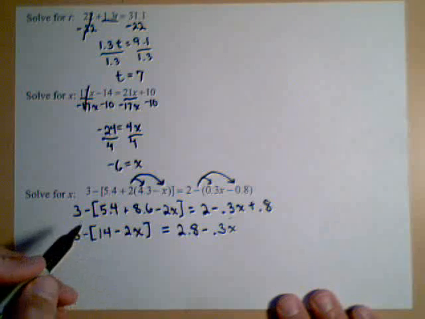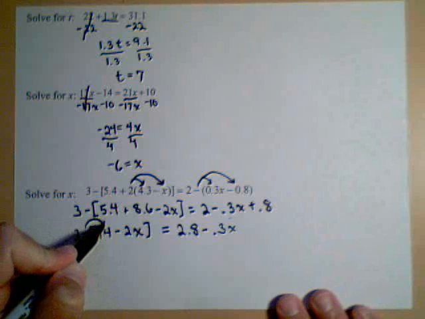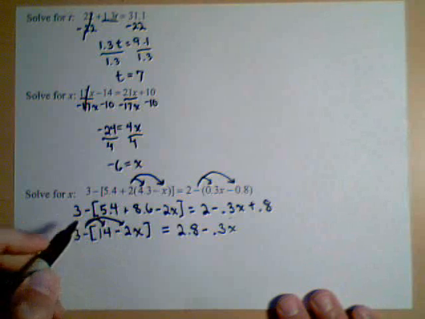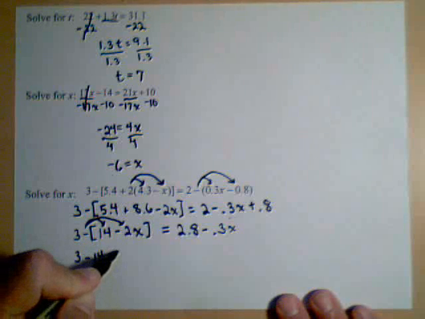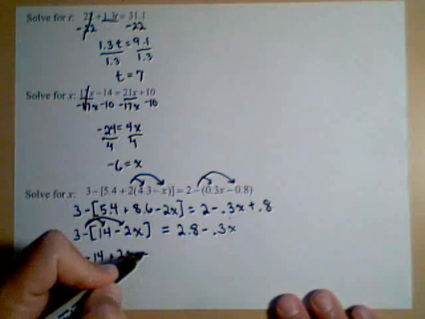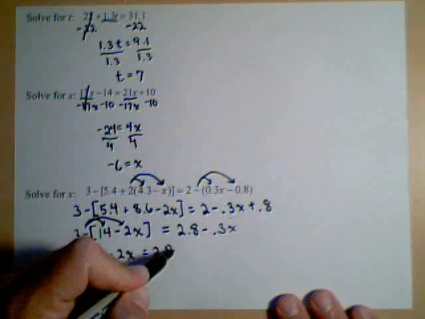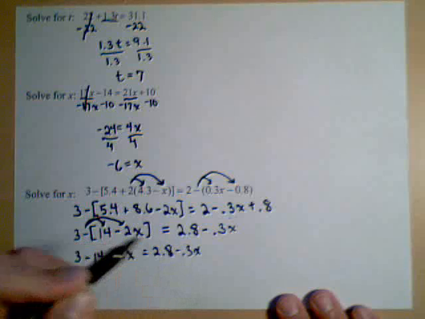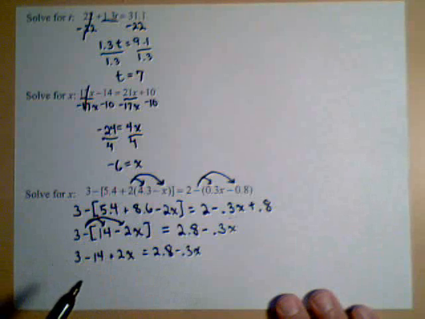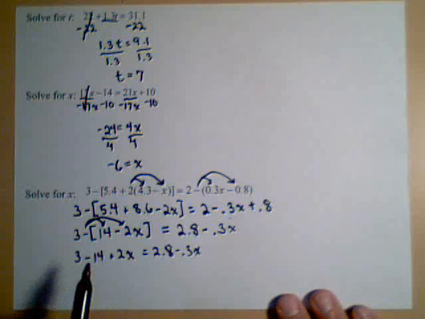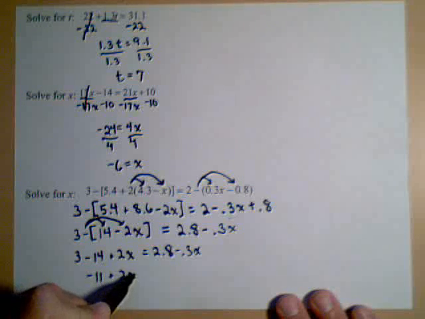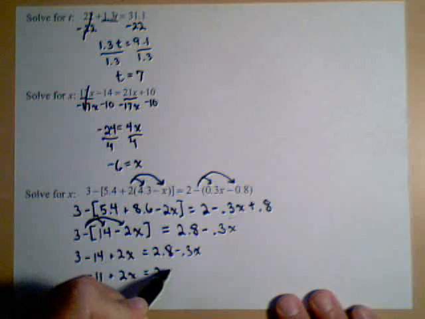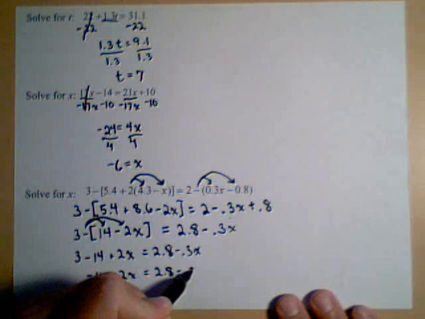So we're getting there. Once again, we got to distribute a negative sign to get rid of the parentheses. So over here on the left hand side, I have 3 minus 14 plus 2x equals 2.8 minus 0.3x. Let's combine like terms, as many as we can, and then we'll finish this one off. So 3 minus 14 gives us a negative 11 plus 2x equals 2.8 minus 0.3x.